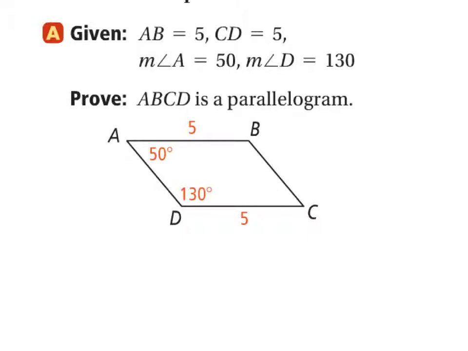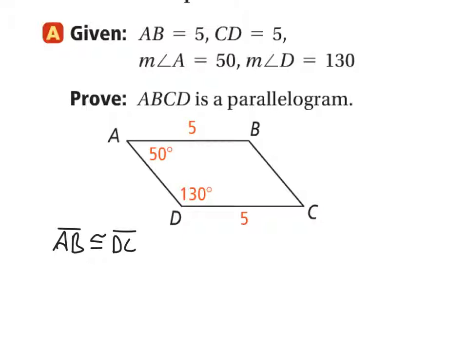So, for example here, we have that AB equals 5, CD equals 5, the measure of angle A is 50 degrees, and the measure of angle D is 130 degrees. We want to know, is ABCD a parallelogram? Rather than writing a formal proof, I want you to say, we know certain things. We know that line segment AB is congruent to line segment DC. We know that they're both 5 units. What else do we know in this diagram?